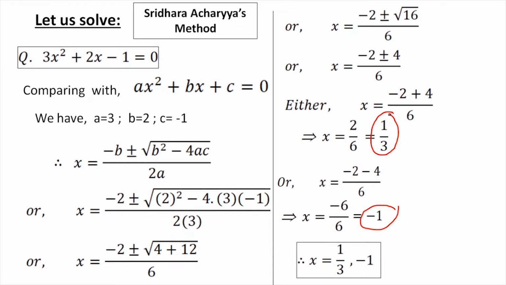So this is how we solve using Sridhara Acharya's method. There's a formula which says x equals minus b plus minus under root b square minus 4ac by 2a, and solving this we get the values of x. So this is how we solve using Sridhara Acharya's method.